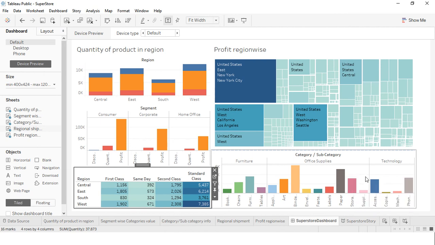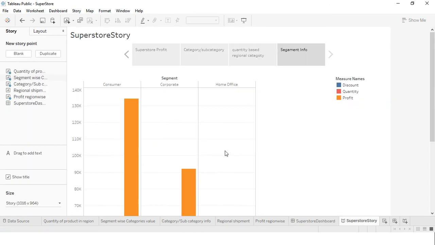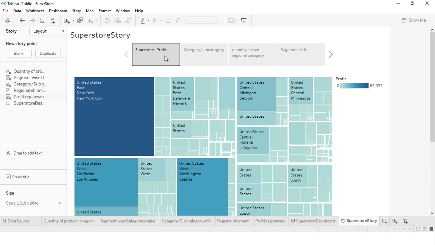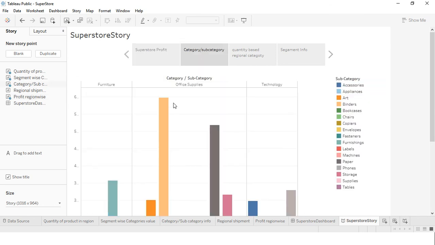So this is all about the Superstore dataset and the dashboarding. We can analyze it with the storytelling part also. Suppose we want the profit: which city and which country made the profit. We can analyze that part, and we can see in which subcategory we are selling more products. Based on that, we can see whether the product is giving profit or not.